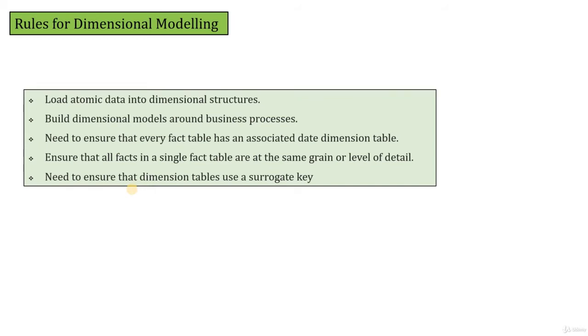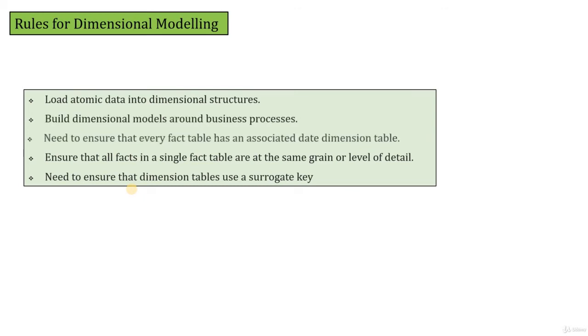Second rule is build dimensional models around business process. The dimensional model should strictly serve the purpose of the business, not anything else, as performance is dependent on them. So dimensional modeling is directly related to the business purpose of the company or an organization.